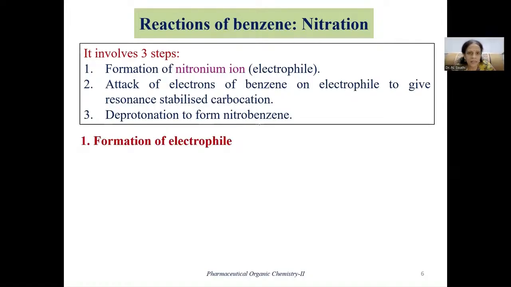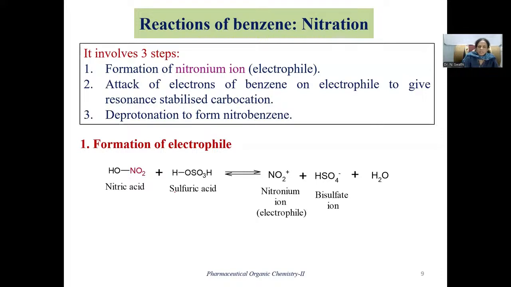Now let us consider this step by step. In the first step, nitric acid reacts with sulfuric acid. Upon reaction between these two acids, there will be generation of nitronium ion, bisulfate ion and water as the products. In this, the nitronium ion, because it is electron deficient, acts as electrophile. The bisulfate ion, that is HSO4 minus ion, which is formed in the first step, will be acting as base in the third step of this particular reaction mechanism.